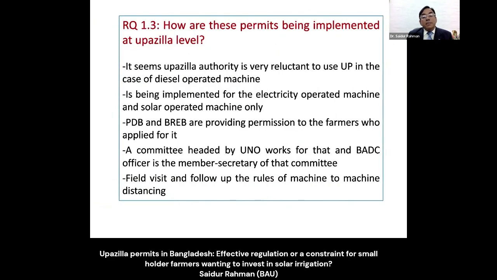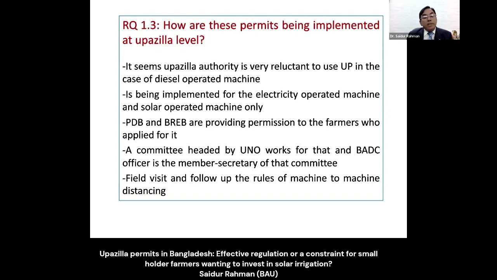And how are these permits being implemented at the Upazila level? It's a long story; if I say it very shortly, because it is not the issue here. The issue I will explain a bit later. It seems the Upazila authority is very reluctant to use the Upazila permit in the case of diesel-operated machines, but they are imposing it for electricity-operated machines as well as solar-operated machines. That's what we need to think about very carefully, whether we should apply these Upazila permits in all cases, or only in some cases like electric-operated machines, or not.